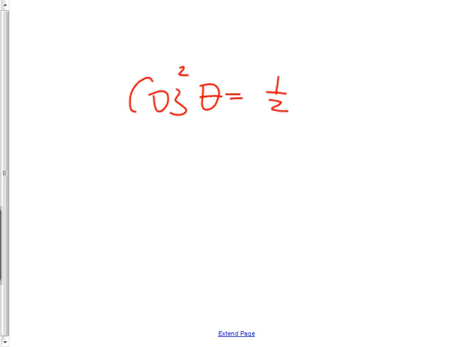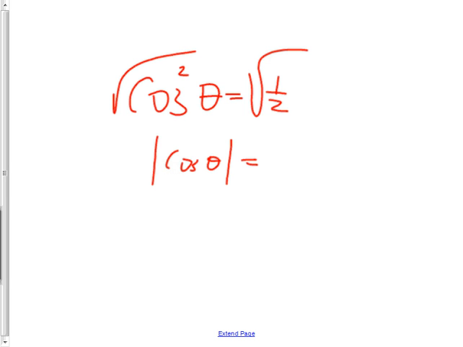So what would you do here? Just like last time. Square root, and do square root, absolute value of cosine theta equals square root of 1/2. And this, a lot of people get confused because they're like, I don't know those numbers. I've never seen those numbers before. Yes, you have, because the square root of 1 is what? 1 over the square root of 2. Does that ring a bell? Is there a triangle that we know that has 1s and square roots of 2 in it?